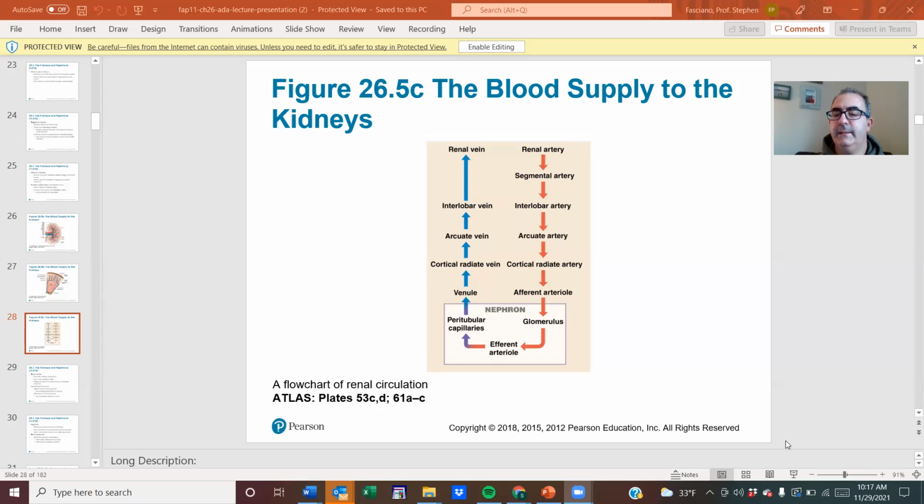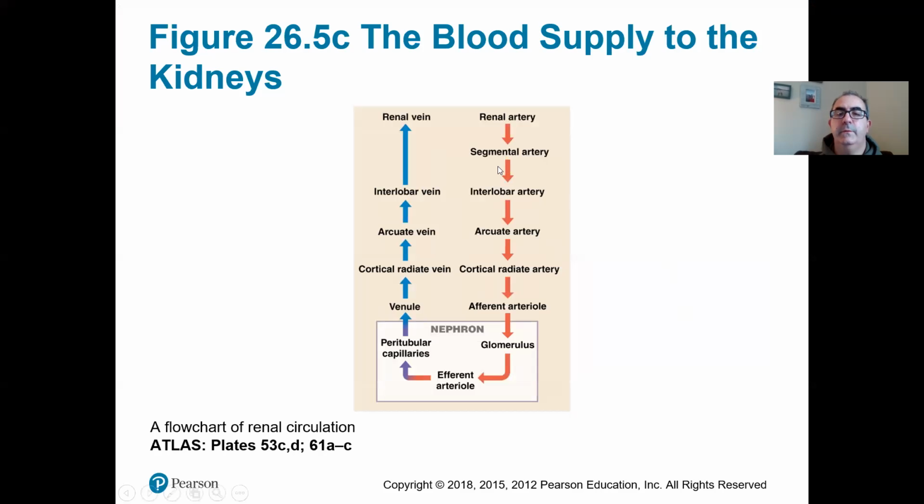All right, so this is showing the blood flow, right? So we came in through renal arteries, segmental, interlobar, arcuate, cortical radiate. It branches into the nephron, right? The afferent arteriole brings the blood into the glomerulus, right? You have the peritubular capillaries surrounding the nephron. Then those lead to what they call a venule, but that goes back to the cortical radiate vein, arcuate vein, interlobar vein, renal vein. So that's the blood flow.